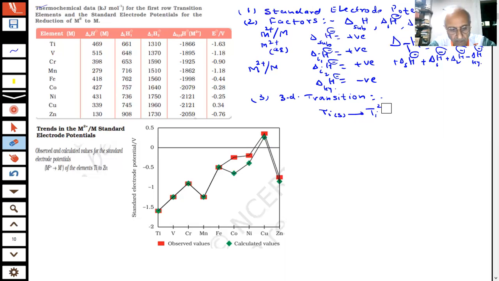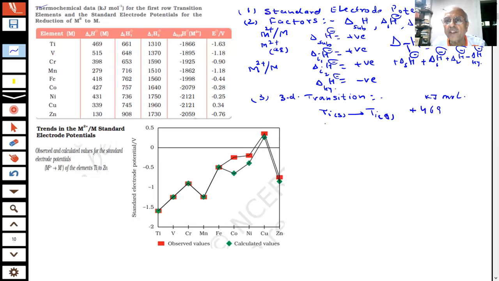No confusion. Should be very important. What I am saying, for example, if I take the case of titanium, what is happening? This is the first step. So this is going into gas. That value is how much here? Plus 469. These are kilojoules per mole.